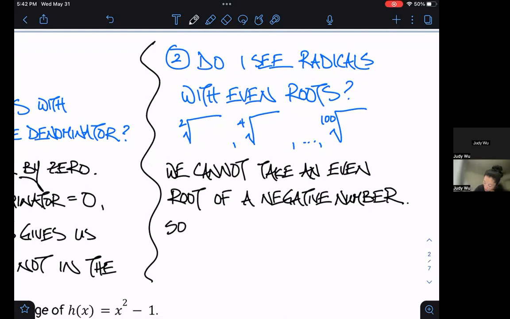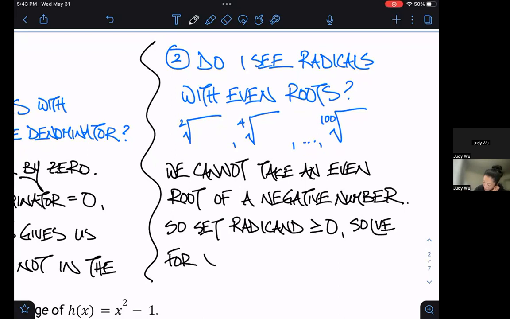So set the radicand, that's a very fancy word for the thing inside the root, right? Set the radicand greater than or equal to 0 and solve for x, okay? Now, the reason we are doing this is because the thing inside the square root, when all is said and done, cannot be less than 0. It can equal 0, and it could be bigger than 0, but it cannot be less than 0, okay? So remember, the square root of 0 is 0, so that's why it's okay to equal 0.